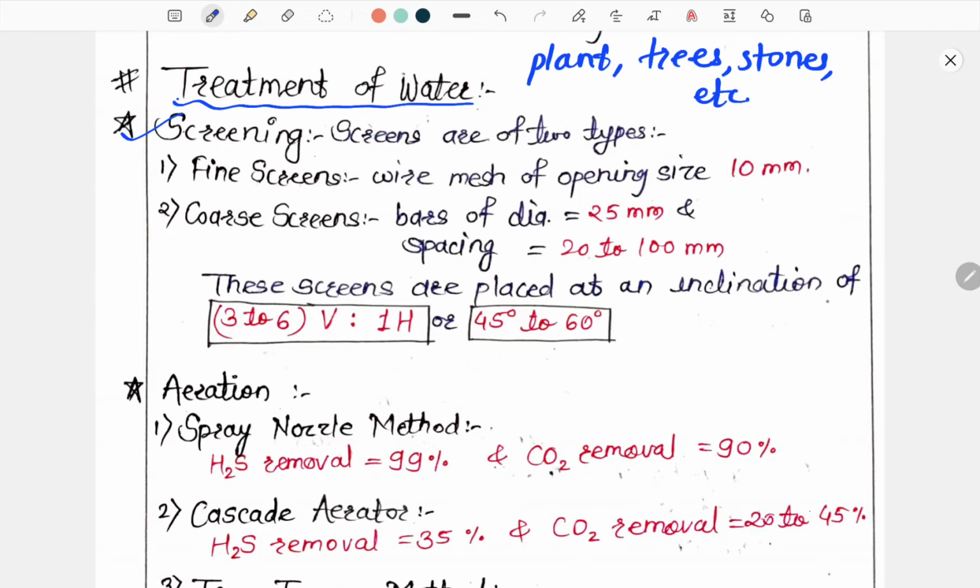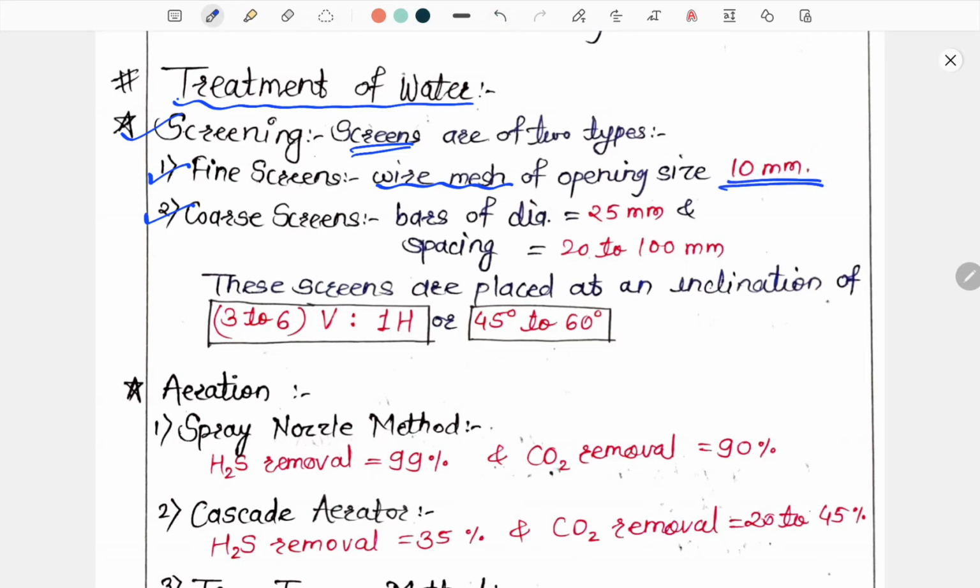There are two types of screens. First one is fine screen and second one is coarse screen. Fine screen is in the form of wire mesh of opening size 10 mm. Generally, we avoid fine screens as they get frequently clogged and require frequent cleaning. Due to this, fine screens increase the cost of treatment, so we avoid fine screens.